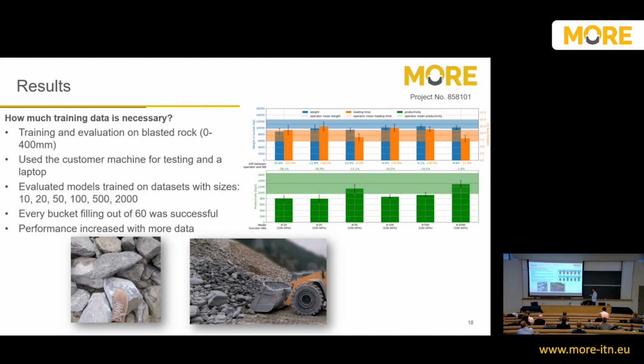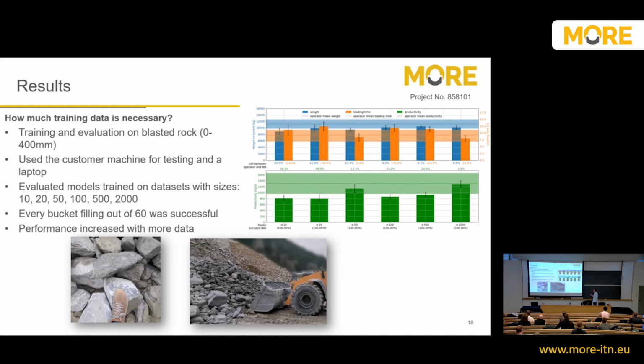And here we collected about 2,000 bucket fillings from this pile, and then we made different data sets with different sizes. So we made data sets with size 10, 20, 50, 100, 500, 2,000. And what we can see from this experiment is that all of the bucket fillings that we tested could complete the bucket filling successfully, so it didn't get stalled or stuck in the pile at any time. And so even using only 10 bucket fillings, we could get quite good performance. We could get, I mean, not as much as the human operator, and it was slower, but still quite good.